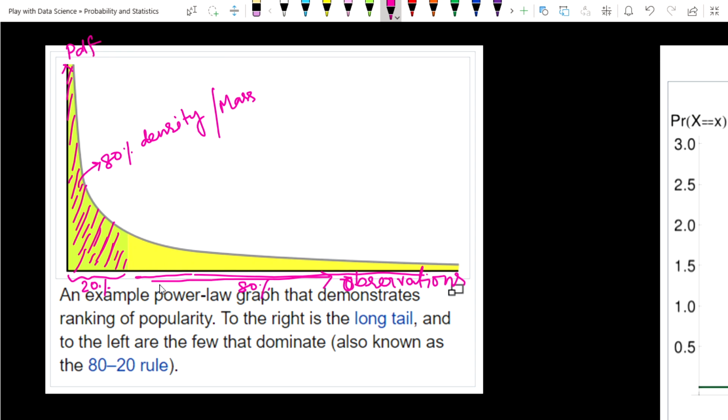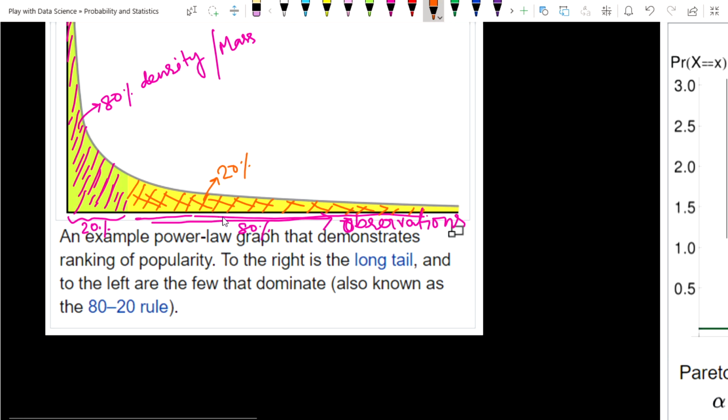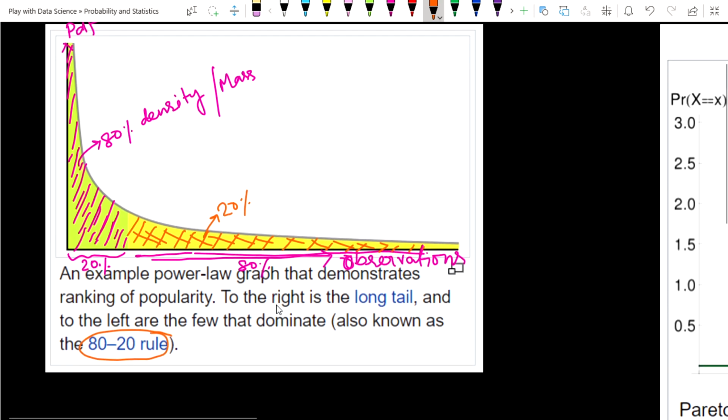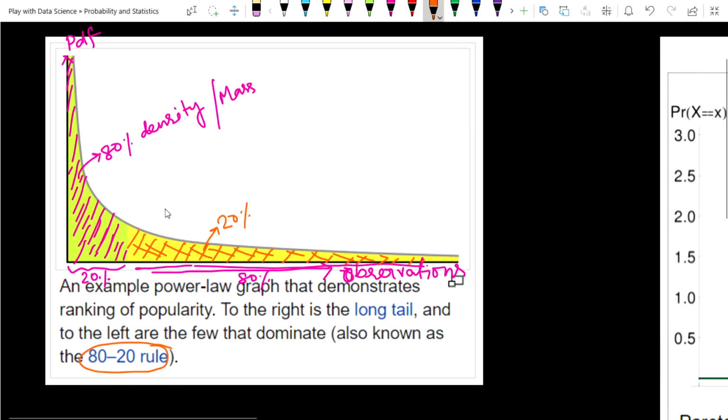Okay, and the rest of the 80% of the observations of our random variable carry only the 20% mass. See this orange line, this is the 20% mass. These are what are called Pareto distributions. For these reasons, in another language this is called the 80-20 rule. These are examples of a power law that graph demonstrates the ranking of popularities. This is one example where I picked these pictures; I have taken them from the Wikipedia articles.